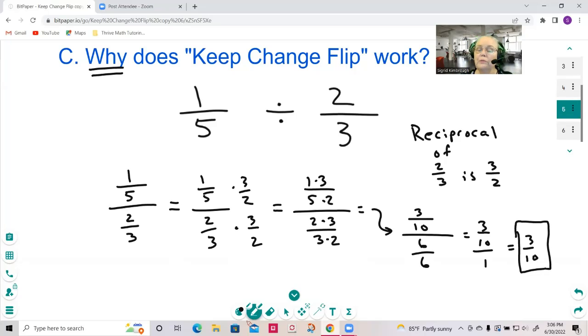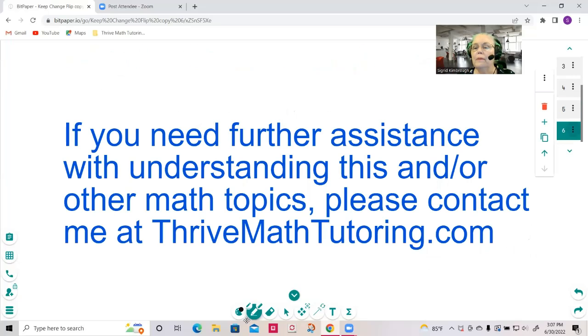You can use keep, change, flip, but it's really important to start understanding why it works, so that you feel like you're doing something meaningful. And if you want to, you can go back and pause and rewind and look to see that on the other page, we got the same answer.